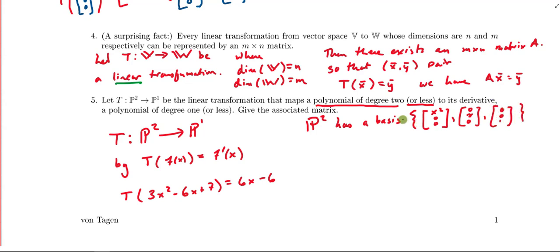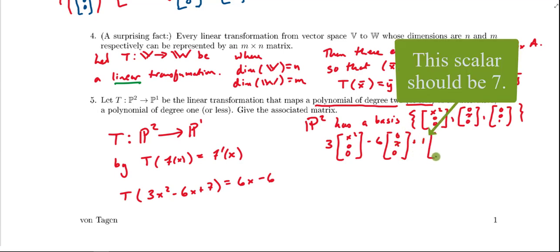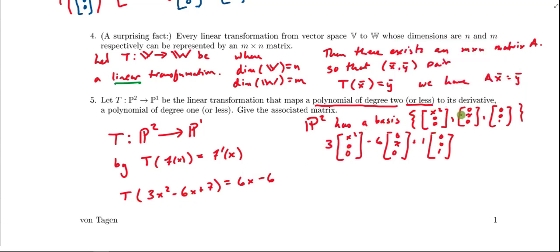That is, every single vector in this space, which is a polynomial that can be written as a degree 2 or less, can be written as a linear combination of these two vectors. So for example, this polynomial right here is really just 3 times the vector x squared, 0, 0, minus 6 times the vector 0, x, 0, plus 1 times the vector 0, 0, 1. So I'm writing this quadratic polynomial as a linear combination of the basis of this vector space.